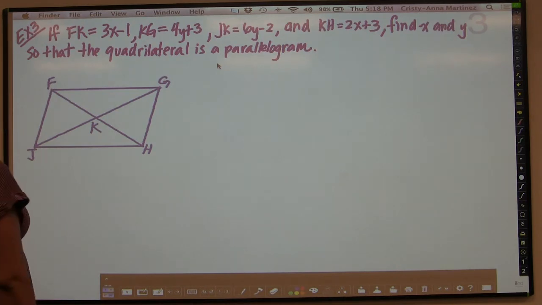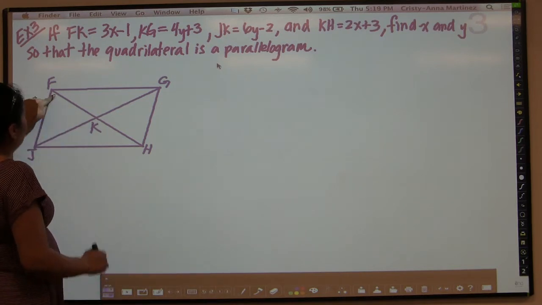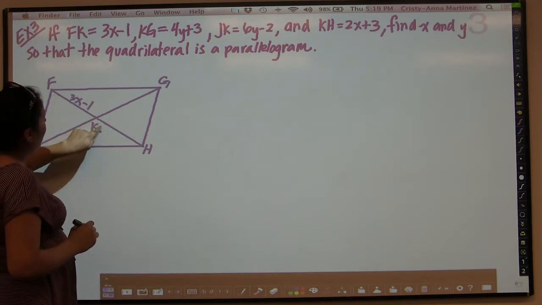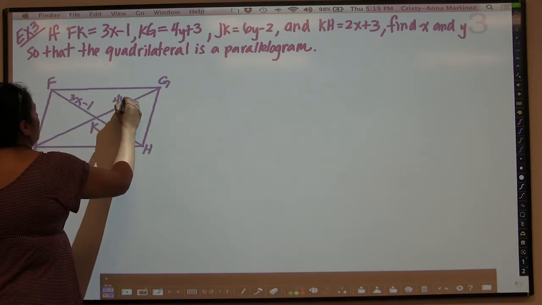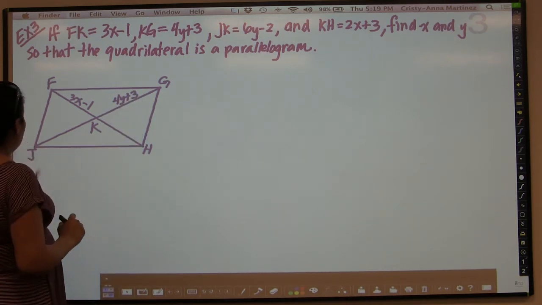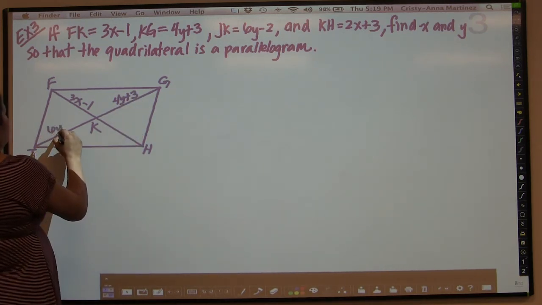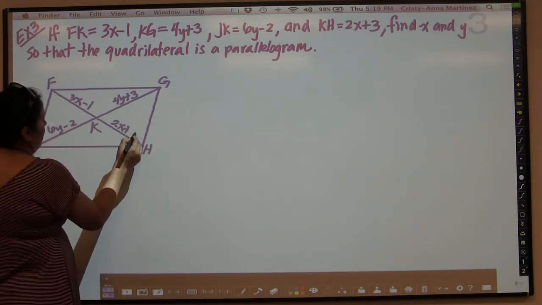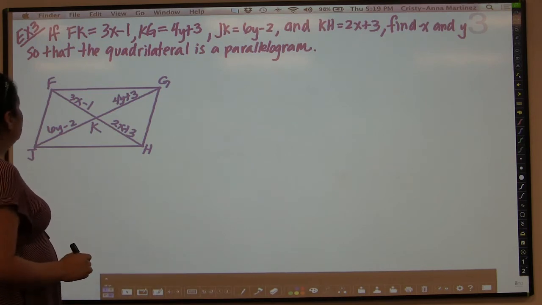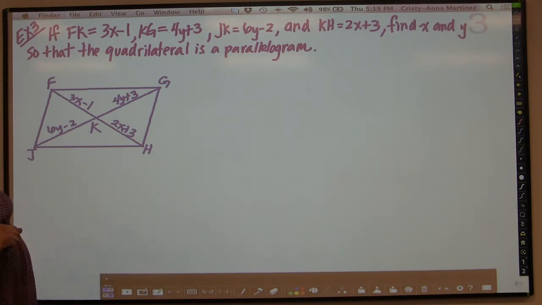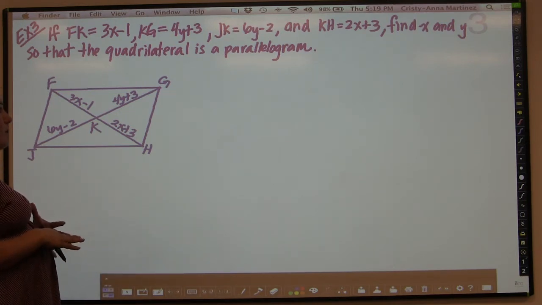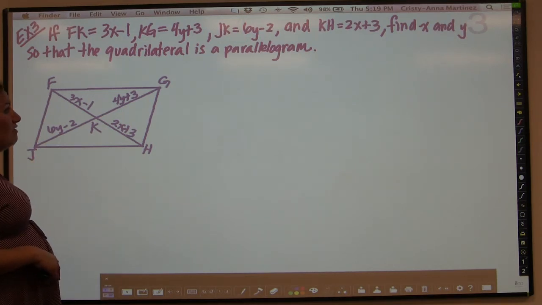It says here, if FK, so here's my FK, is 3x minus 1, and KG is 4y plus 3, JK is 6y minus 2, and KH is 2x plus 3, so I'm just filling in my diagram. Find x and y so that the quadrilateral is a parallelogram. Well, the only way for this to be a parallelogram is if the diagonals bisect each other. So we have to see what the x and y values would be if the diagonals bisected each other.